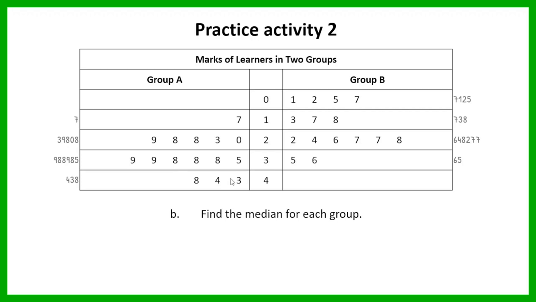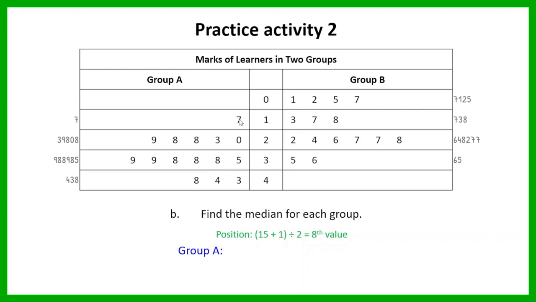So to work out the position of the median, we're going to take that 15 and add 1 and divide by 2. And that will give you 8, which means that the 8th value will be where our median is going to be. So we're going to go for group A.